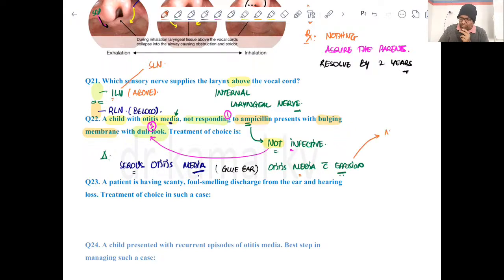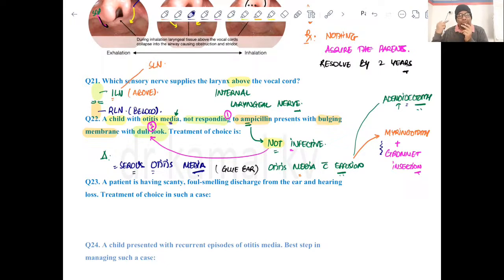We need to do, very good, myringotomy first, but it should be supplemented by a grommet insertion, or what you call a ventilation tube. And if there is adenoid hypertrophy, at the same time adenoidectomy, because I told you that the enlarged adenoids might block the nasopharyngeal opening of the eustachian tube. So unless you remove the adenoids, that blockage will not go away and the fluid will not resolve. So you have to treat the patient collectively. So think of serous otitis media, you are doing this for that, but at the same time also think of the pathology which is behind this presentation. That is usually adenoid hypertrophy. So for that we need to remove the adenoids as well.